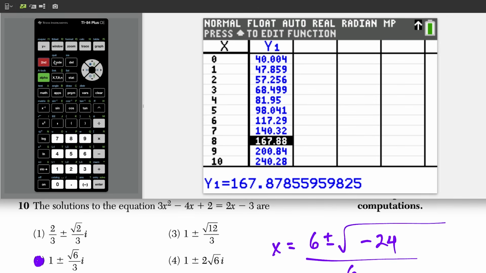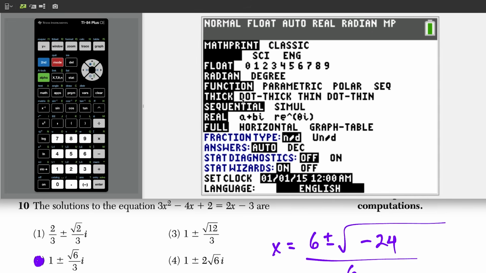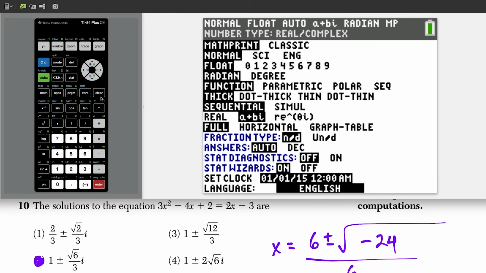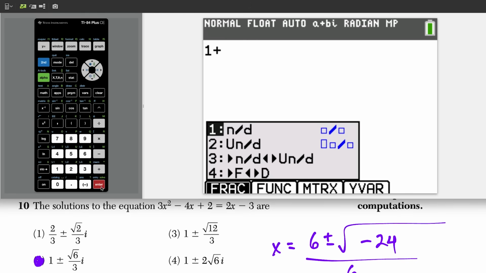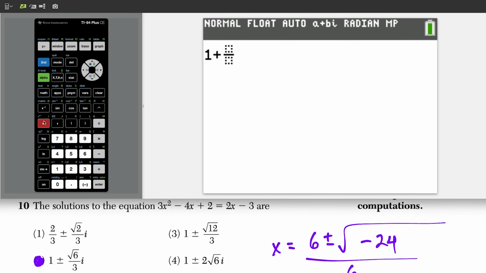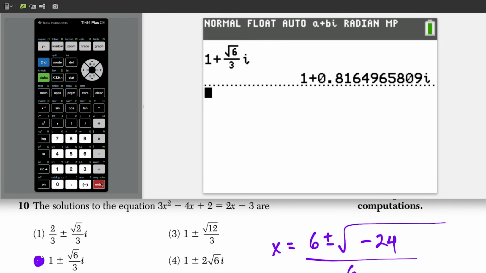But now the long way to do this, we would go back to the main screen and press mode. And I'm going to switch it from real to a plus bi mode. So I'm going to go over here, and this is going to allow us to type in complex numbers. So now I'm going to write in one of the answers. So I'm going to write in 1 plus, and then I have alpha y equals enter, and we have the square root of 6, and then over 3, and then the i for the imaginary i is here on the decimal, but I have to press second and then the decimal. And now I'm going to press enter, and I'm going to store this as the letter A, because I don't want to have to keep rewriting this.